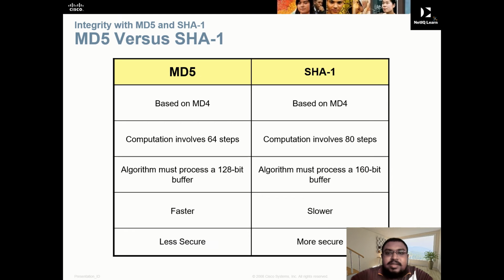This is a comparison between MD5 and SHA-1. Both MD5 and SHA-1 are based on MD4. It involves 64 steps for computation in MD5, while it takes 80 steps in SHA-1. For MD5, it must process a 128-bit buffer, while SHA-1 should process a 160-bit buffer. Since MD5 computation includes fewer steps and less processing than SHA-1, MD5 is way faster than SHA-1 but less secure.